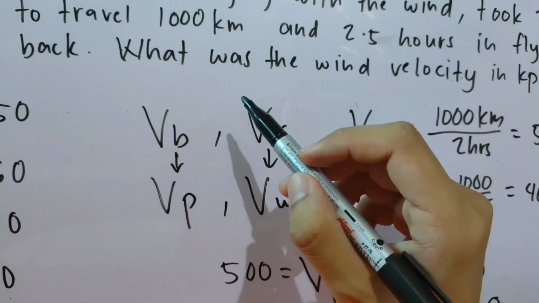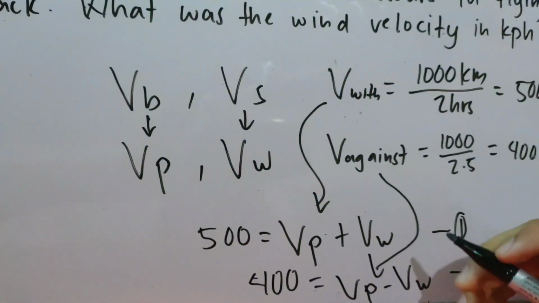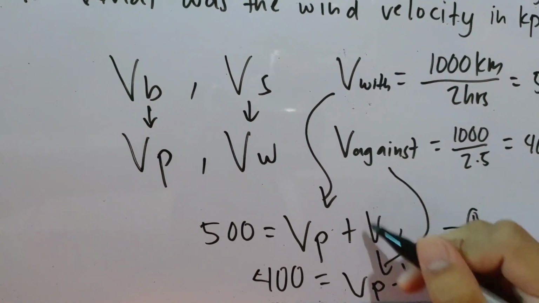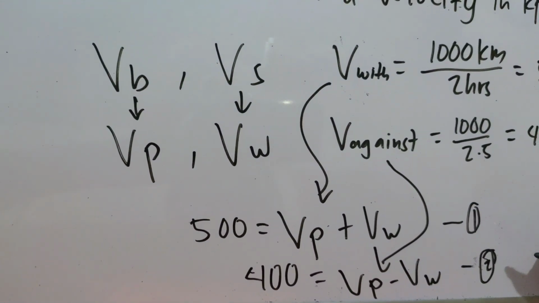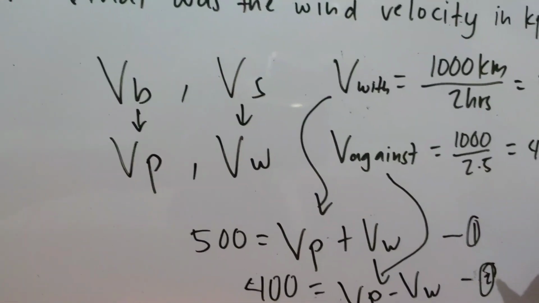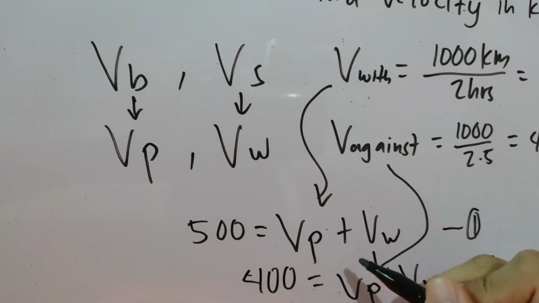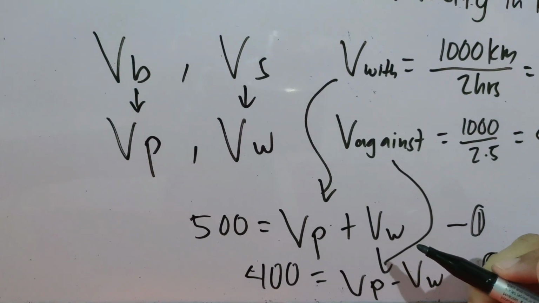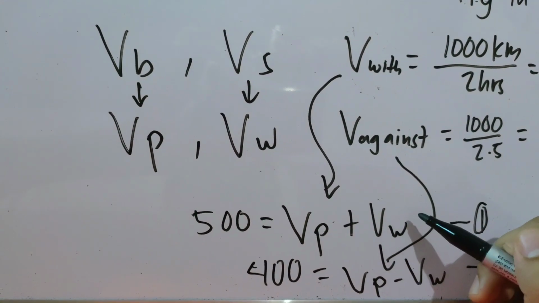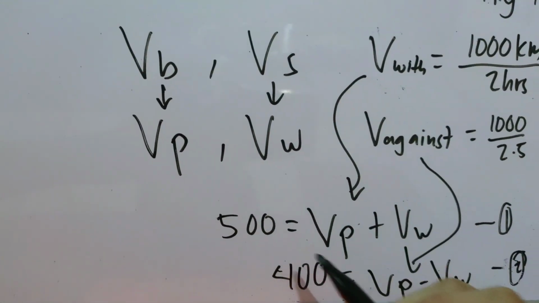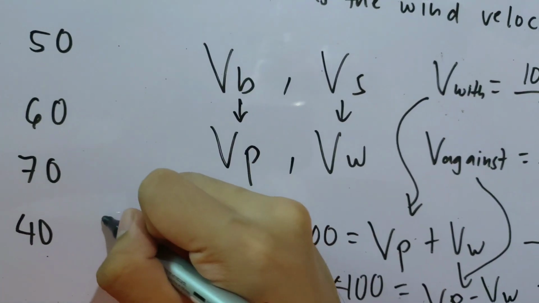Tapos, ang required sa problem natin ay yung velocity ng wind. So, hanapin natin yung Vw. So, dito, kapag pinag-minus mo yung dalawang equation, equation 1 minus equation 2, makakancel mo yung Vp. Matatanggal yung velocity ng plane at may iwan lang yung velocity ng wind. So, try natin. So, equation 1 minus equation 2.